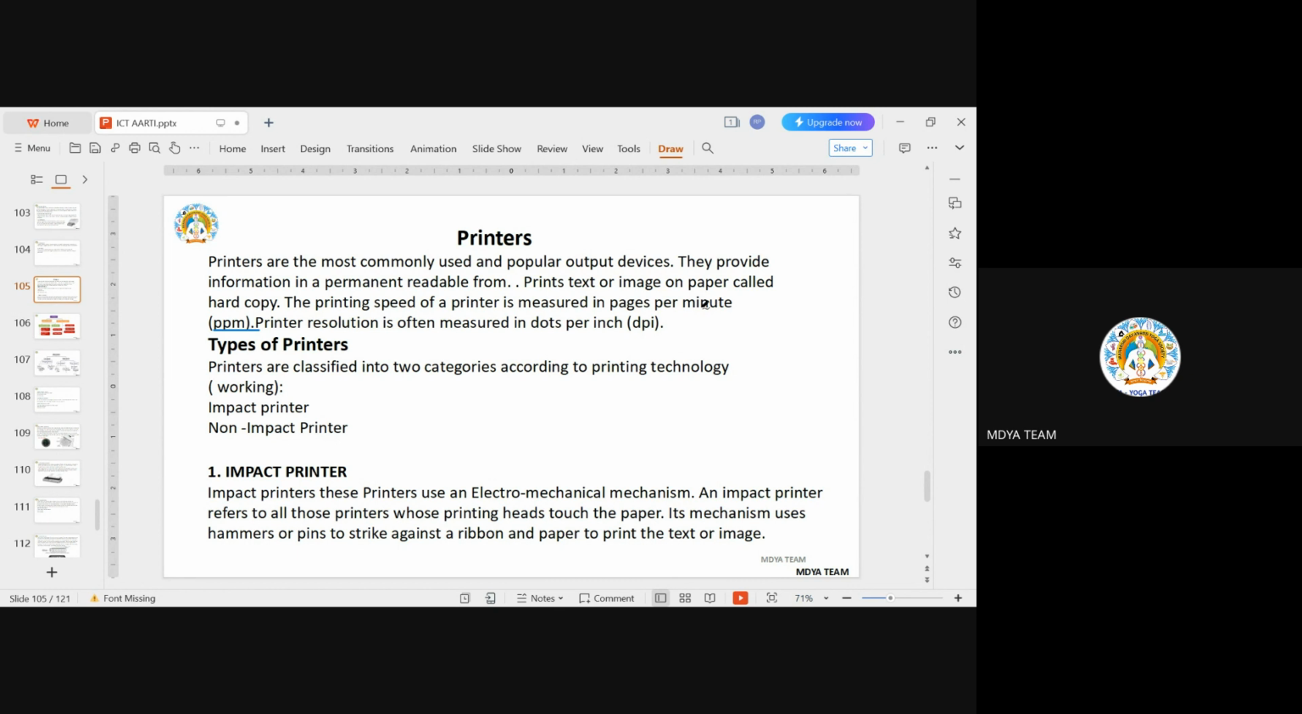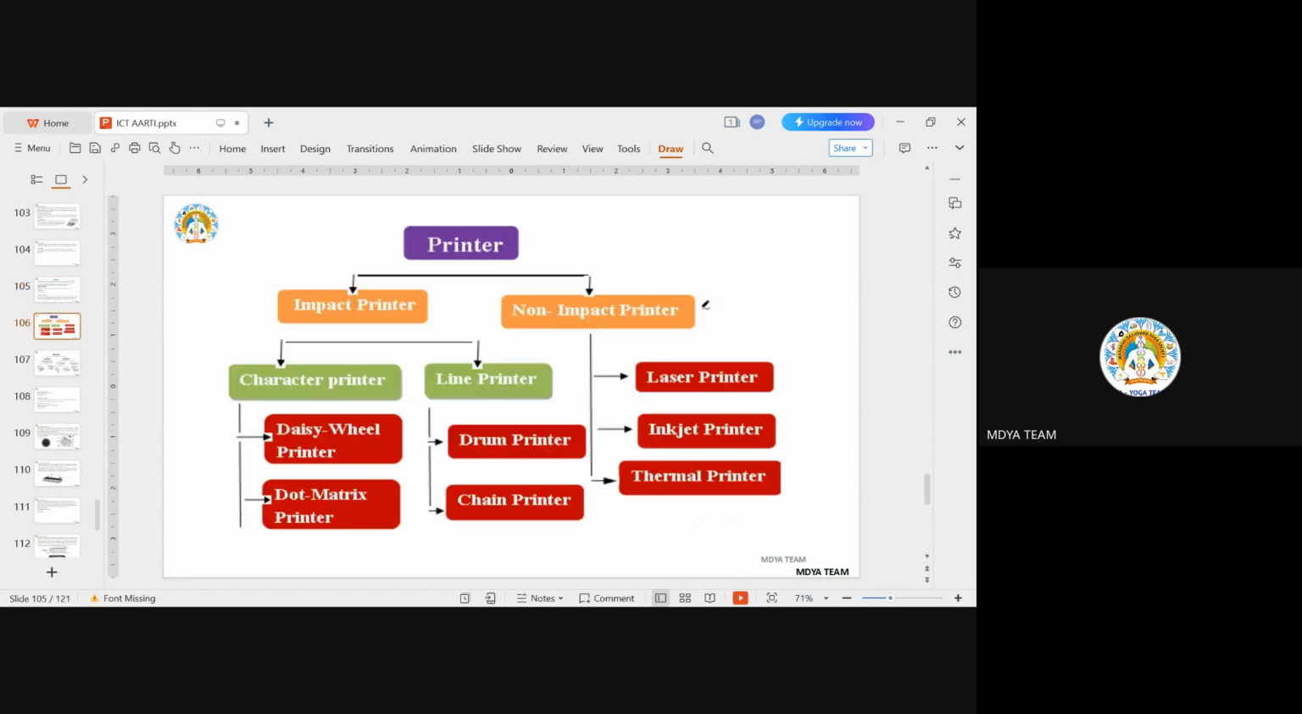This mechanism uses hammers or pins to strike against a ribbon. There is a ribbon present in the printer. The hammer strikes on that, and the ribbon is attached to the paper. When the hammer strikes the paper through the ribbon, it gives the print of the text or image. Now the diagram describes the types of printers.